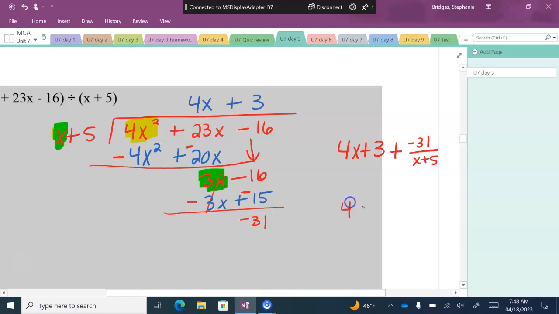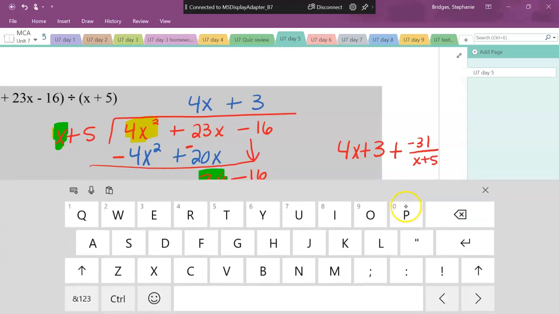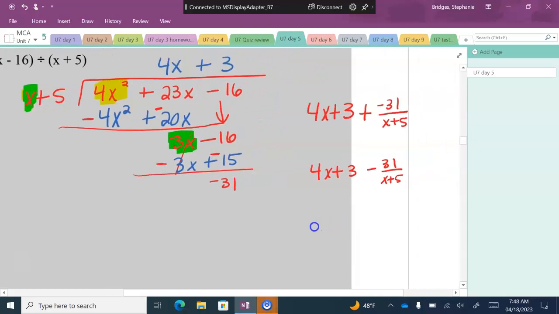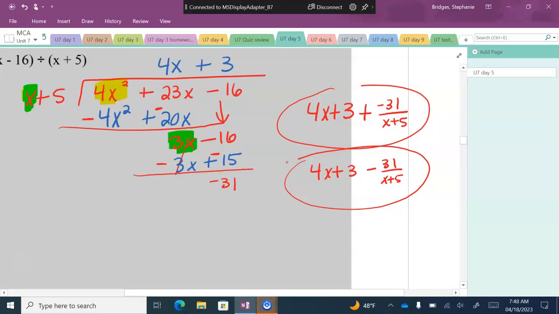You could also write this as 4x plus 3, and since my remainder is negative, you could also write it as a minus 31 over x plus 5. Either one of these would be an acceptable answer. You could keep it as plus and negative if you want to, or you can change it to minus.